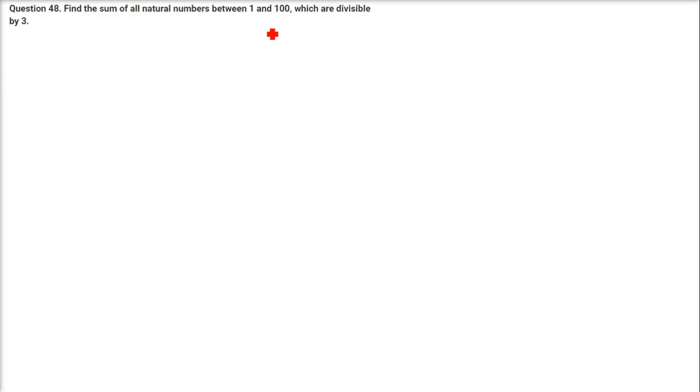Find the sum of all natural numbers between 1 and 100 which are divisible by 3. So between 1 and 100, which is the first number divisible by 3? It is 3. Which is the number just previous to 100 and divisible by 3? That is 99. So you have a series here. First term is known, last term is also known. So in order to find n, you can use the nth term, which is 99, is a plus n minus 1 into d, that is 3 plus n minus 1 into d.